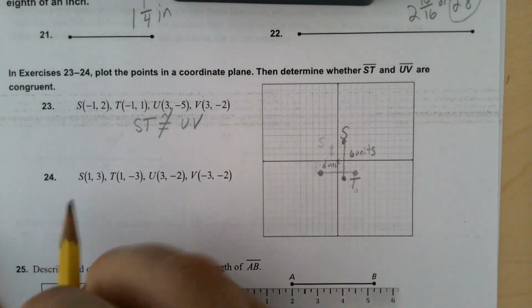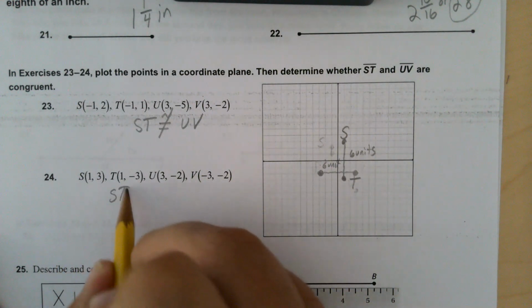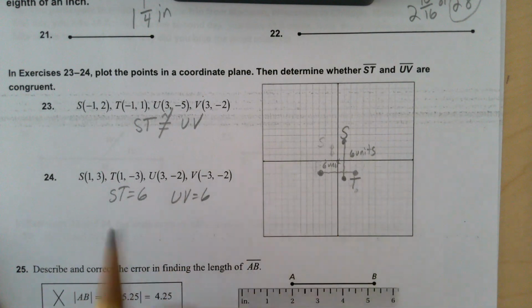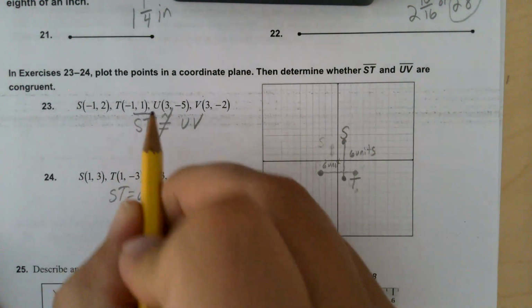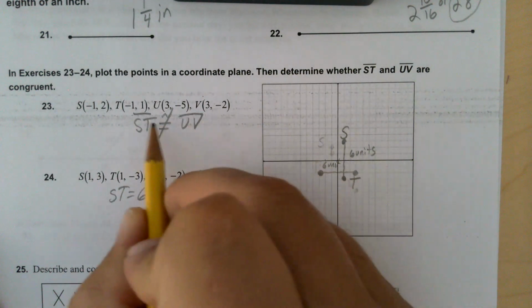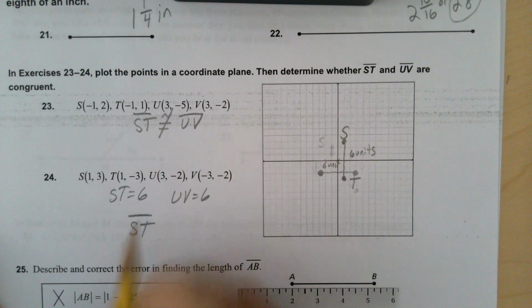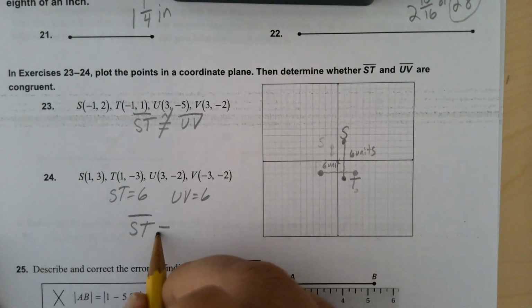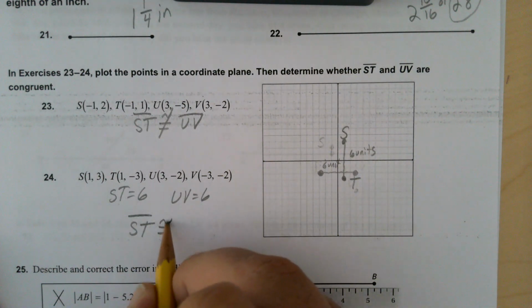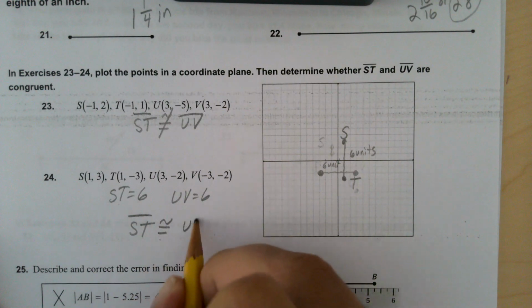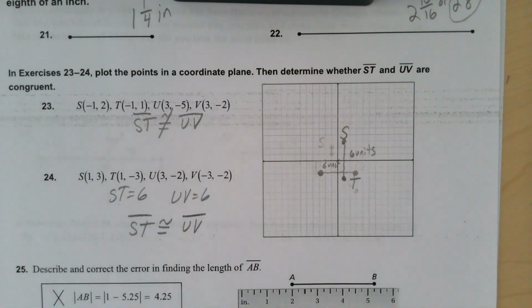So we can say, since ST equals 6 and UV equals 6, I'm going to put segment marks up here since I'm actually saying these two segments are congruent. For measurements, you don't need the segment symbol, so they're both equal to 6. But I do want to say segment ST is congruent, equal sign with this little symbol above it, to UV. They're both equal to 6 units.